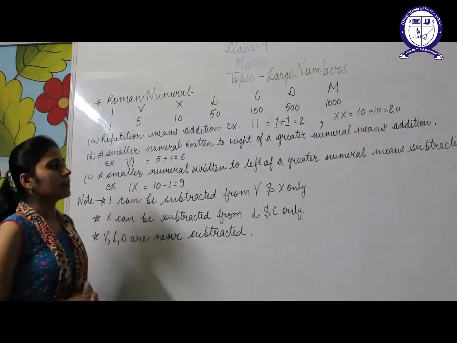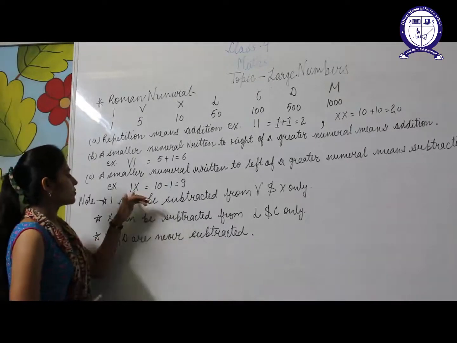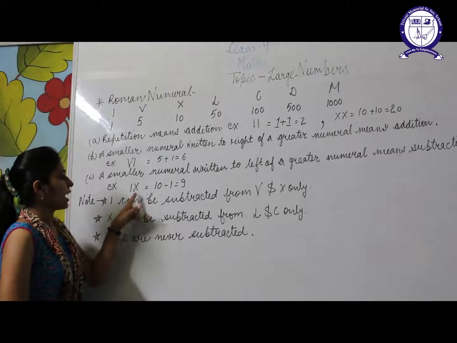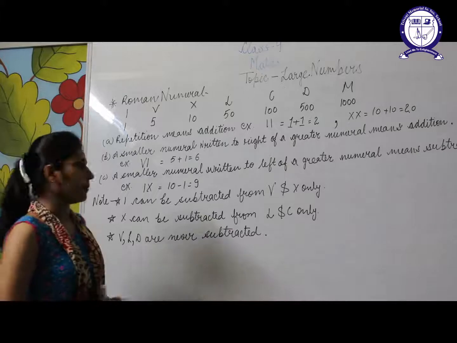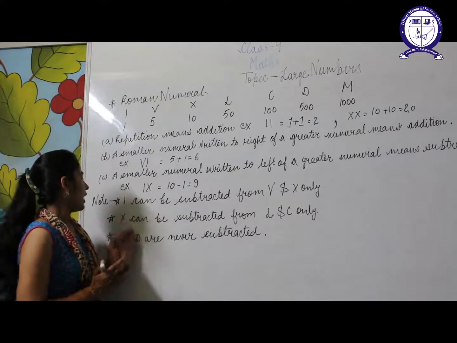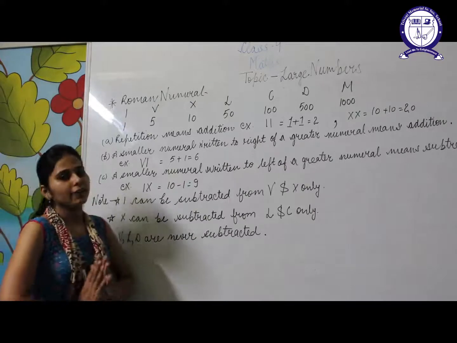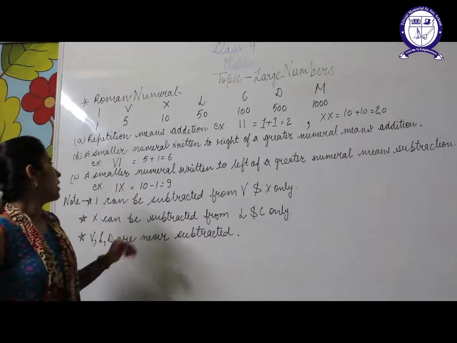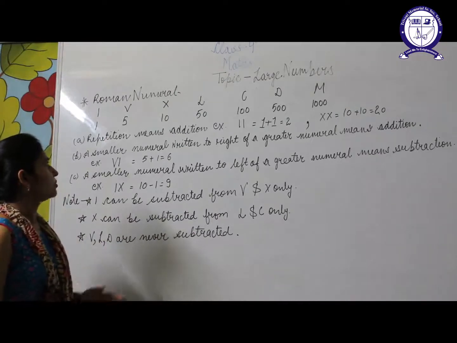When the smaller numeral is written towards the left hand side of the greater numeral, it means subtraction. In this case, we are having I and X. I is smaller than X, so X stands for 10, students, and I stands for 1. So we will subtract 1 from 10, so it will give us 9. Now there are some notes: I can be subtracted from V and X only, and X can be subtracted from L and C only, and V, L and D are never subtracted. So you have to keep these three notes in mind before writing Roman numerals or converting Roman numerals into Indo-Arabic. So students, take care of these rules while writing.